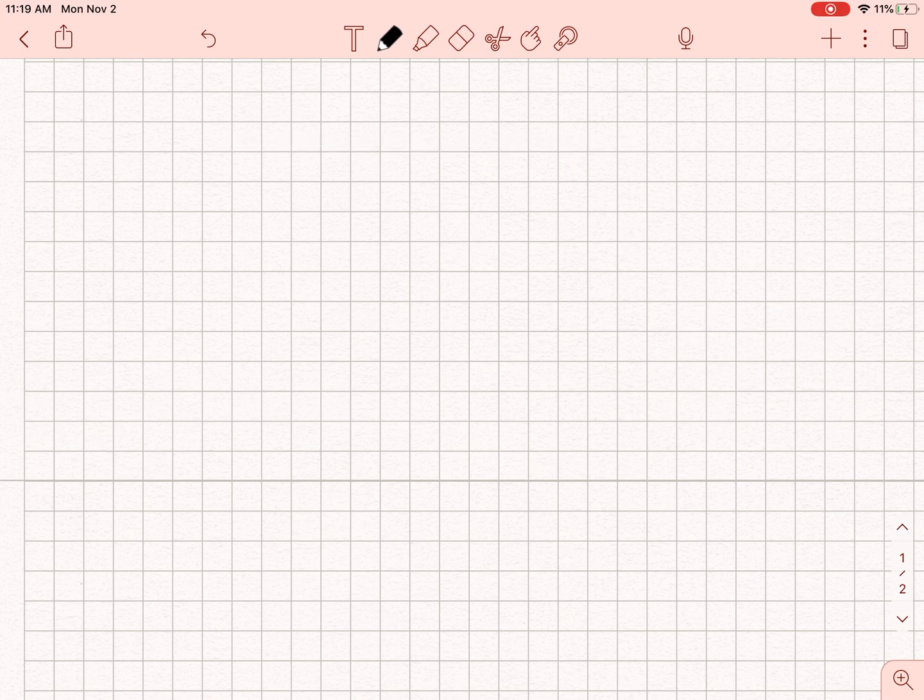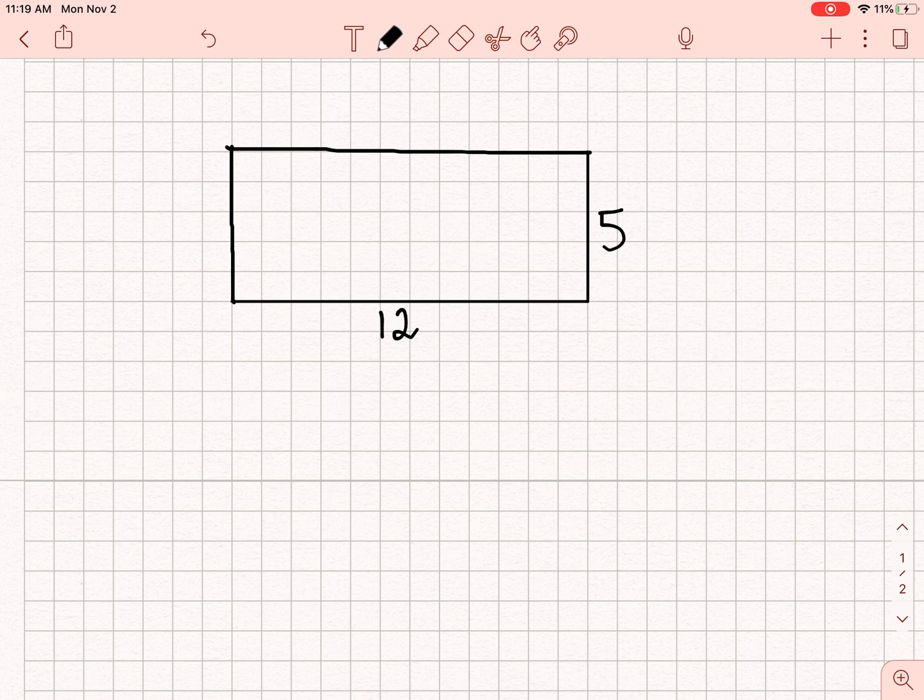So let's go ahead and we'll go 1, 2, 3, 4, 5, 6, 7, 8, 9, 10, 11, 12 by 1, 2, 3, 4, 5. There we go. So I'm really using the length of these squares here to measure this out. And we're going to say that the bottom here is 12 and the side here is 5. So, of course, we could count 1, 2, 3, 4, 5, 6, 7, 8, 9, 10, 11, 12, 13, 14. Okay, that's taking forever. Let's use our equation that we used last time to find the length of the sides here.